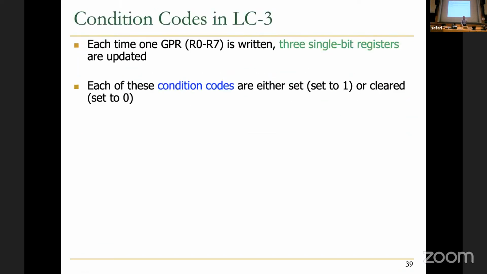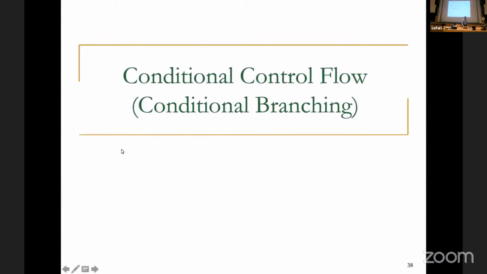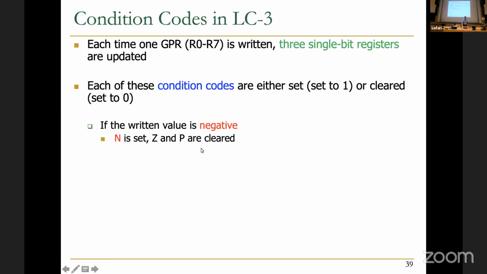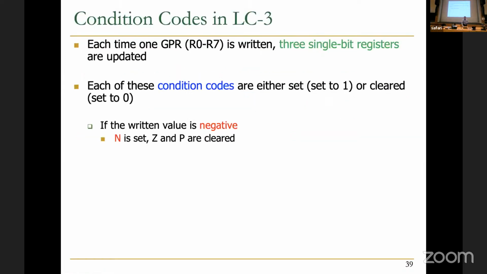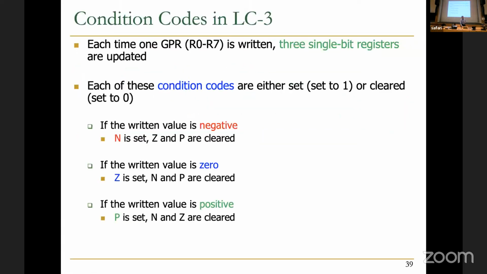These 3 condition codes are either set to 1 or cleared. So for example, if the result of the add instruction that's writing to a general purpose register is negative, the N condition code is set and Z and P are cleared. Obviously, this says that the value that was written by the last instruction was negative. If the value was 0, then Z is set and N and P are cleared. And if the written value is positive, then P is set and N and Z are cleared.